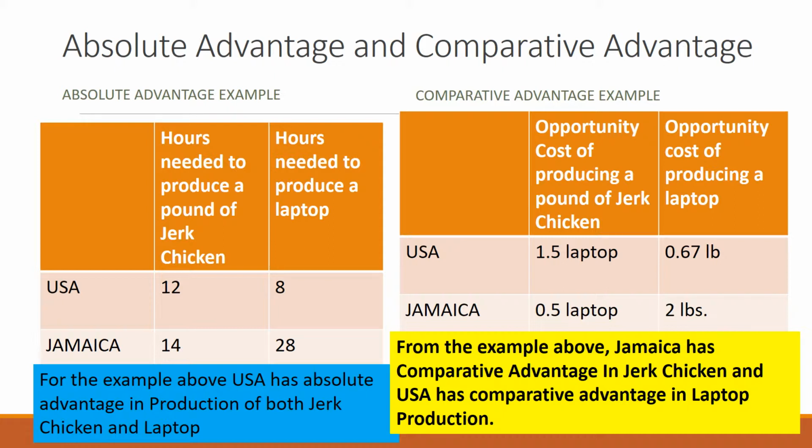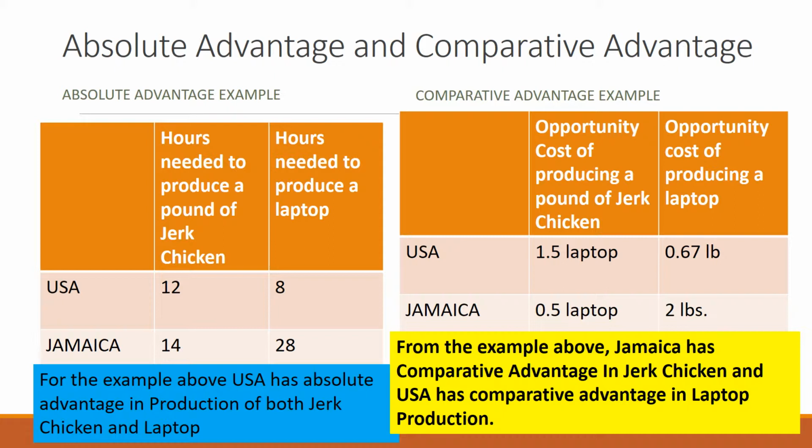So the second right hand side table column heading is saying opportunity cost of producing a pound of jerk chicken. So for USA, the opportunity cost of producing jerk chicken has to be measured in the form of foregone amount of laptop, right? So what would be the opportunity cost for US to produce a pound of jerk chicken?